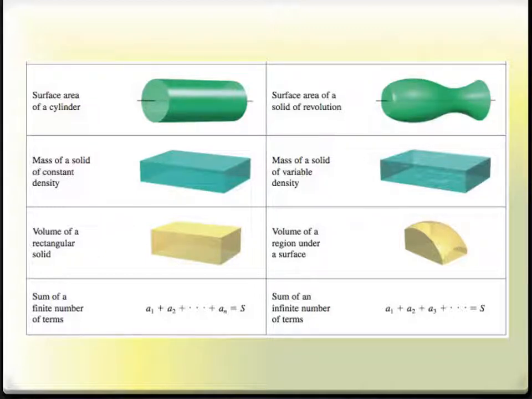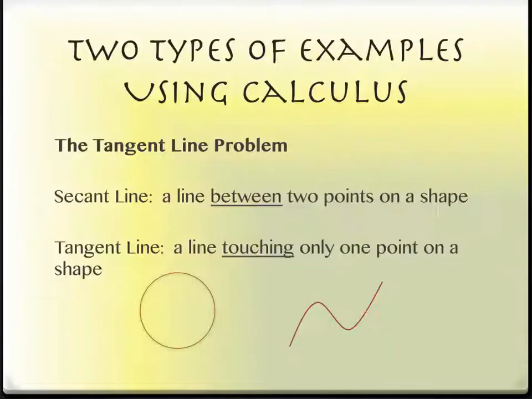The mass of a solid of constant density compared to the mass of a solid of variable density, where the density throughout the object changes. The volume of a rectangular solid compared to the volume of a region under a surface, so the volume of any sort of random shape is the idea. Some of these are Calc 2 concepts, most of them on this screen are. The last one's actually Calc 3, at least in our Calc 3 class. The sum of a finite number of terms is pre-calc. The sum of an infinite number of terms is calculus. And we started this. We got to the tangent line problem and I was on the area problem.